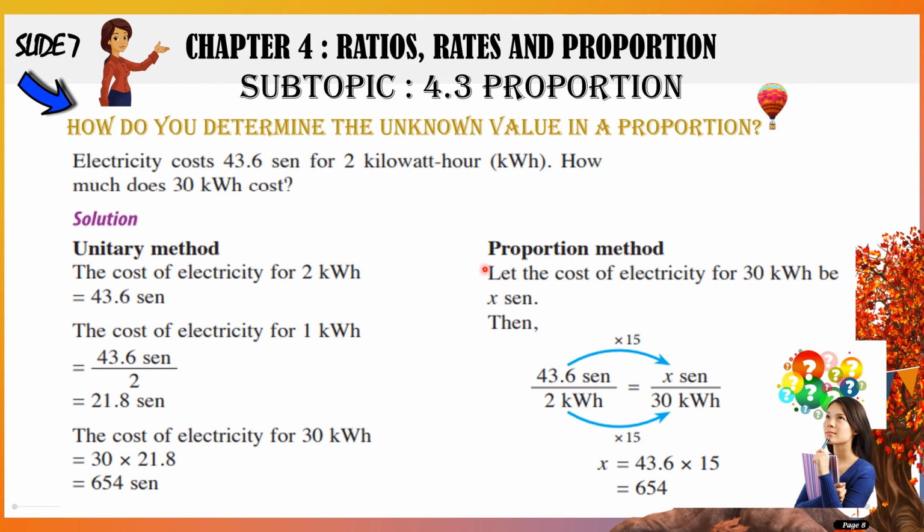The second method is proportion. Let the cost of electricity for 30 kilowatt hour be X cents. Then you can write the proportion, okay, 43.6 over 2, and the other one is X over 30. So to get 15, teacher wants to say 30 divided by 2, so you get 15. So this means X equals 43.6 times 15 cents. So the answer is 654 cents.